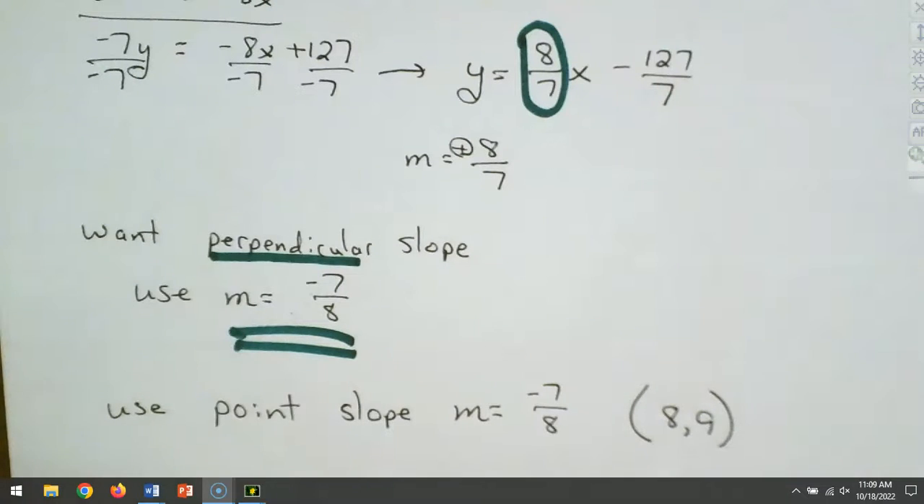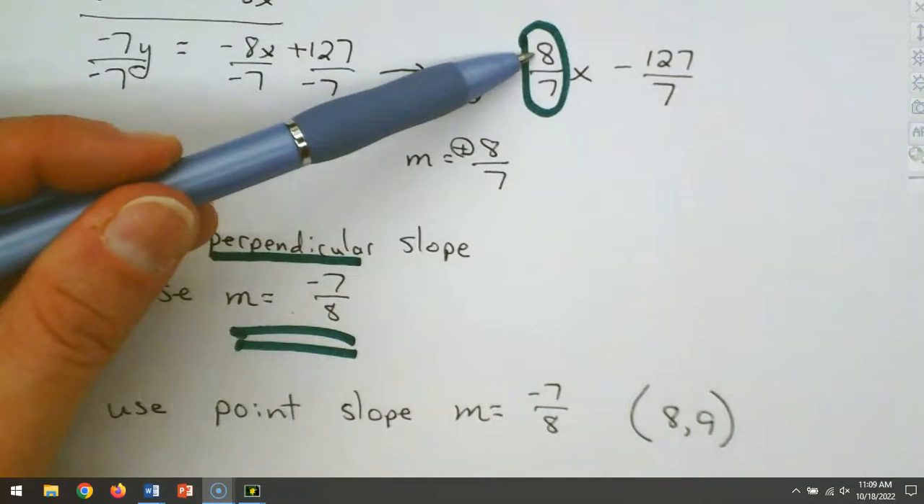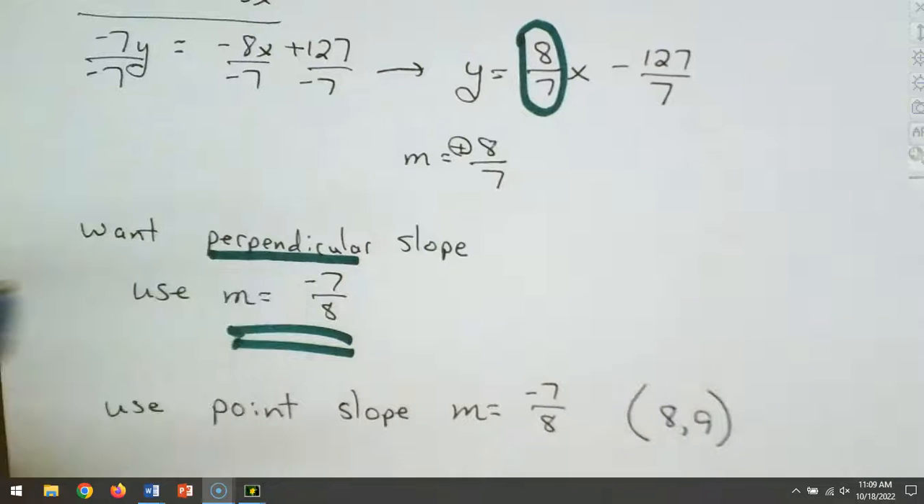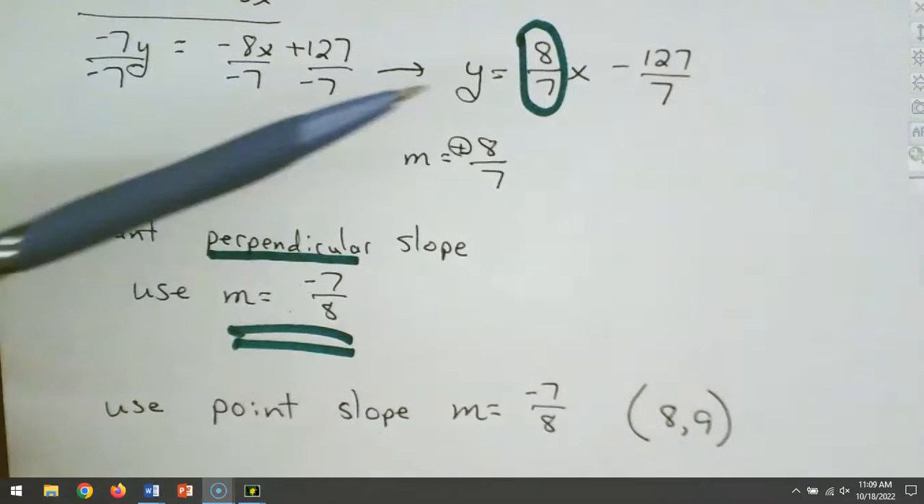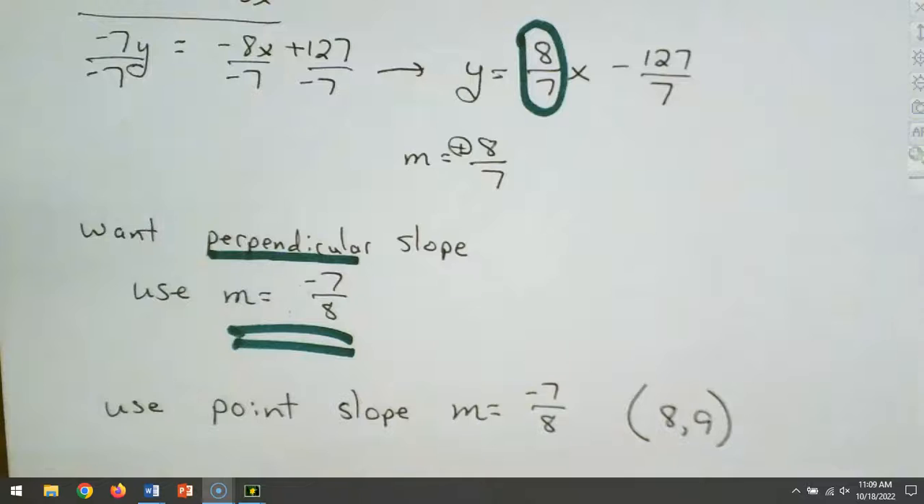Flip it over, that's reciprocal. When we say reciprocal, that means we flip it over. And this was positive, we change that sign and do the opposite. So positive, we change it and make it negative. So flip it over, reciprocal, change the sign.